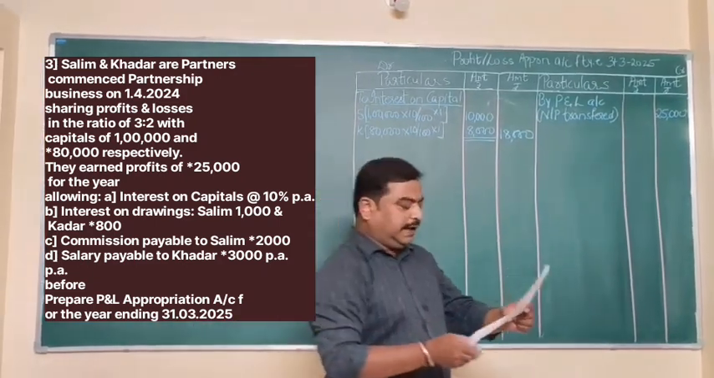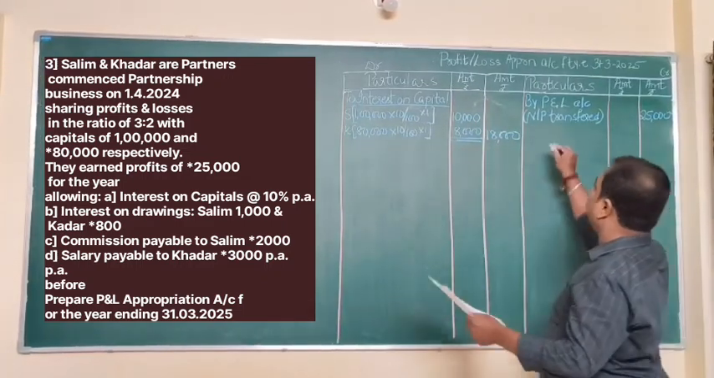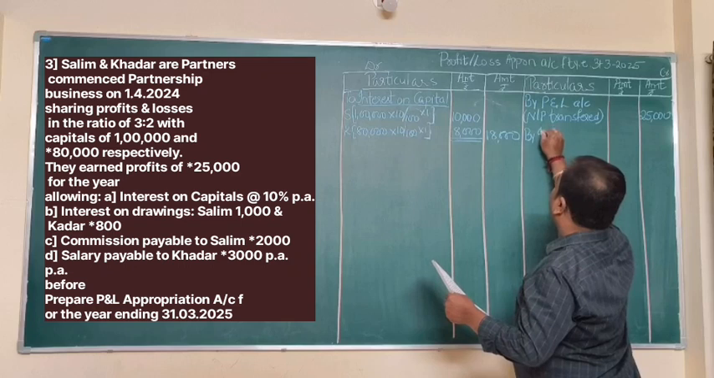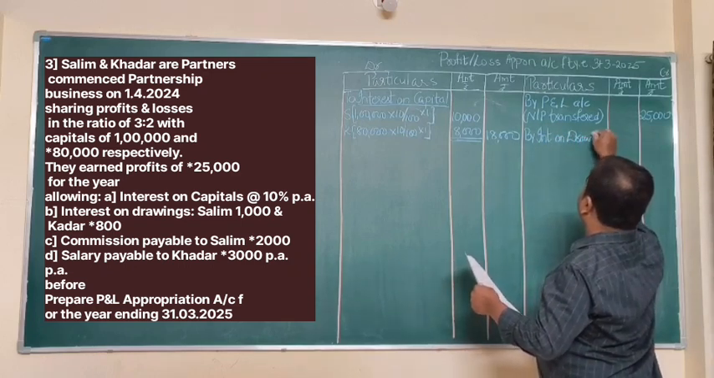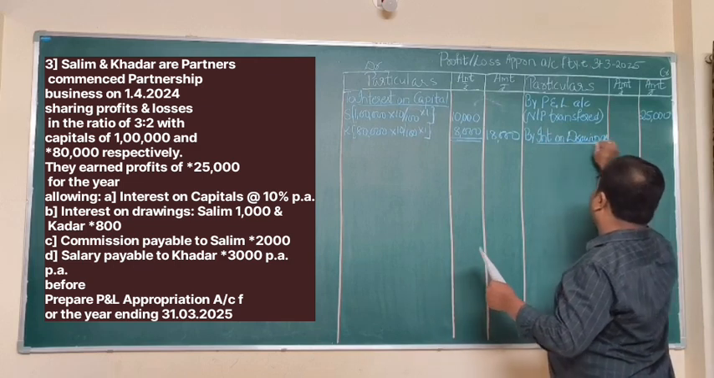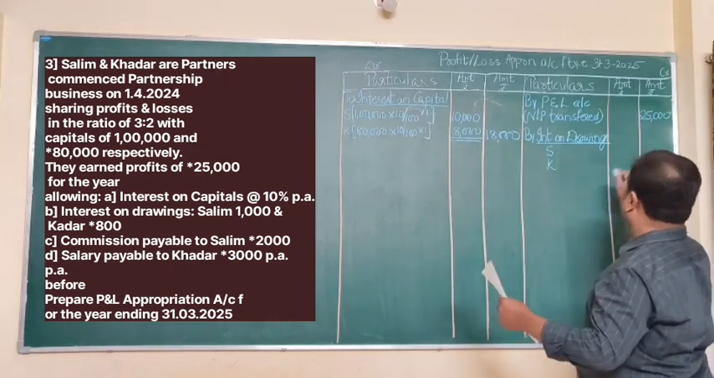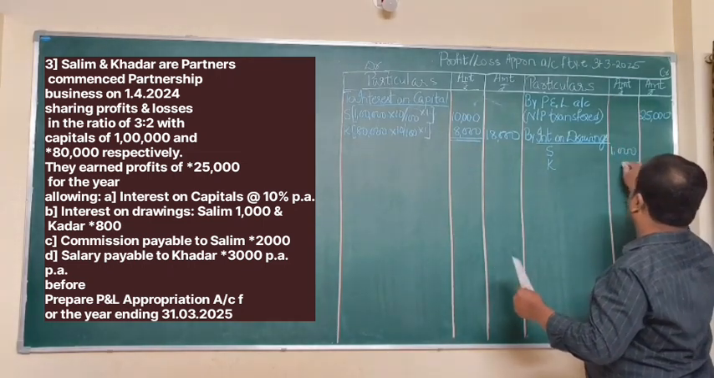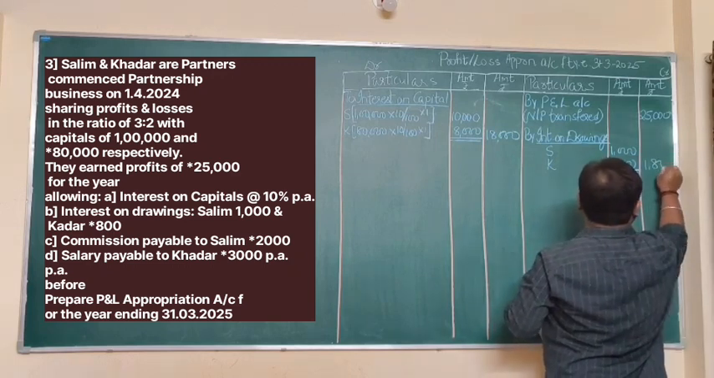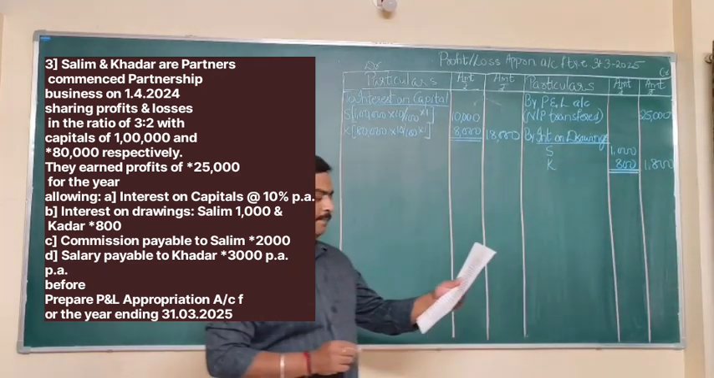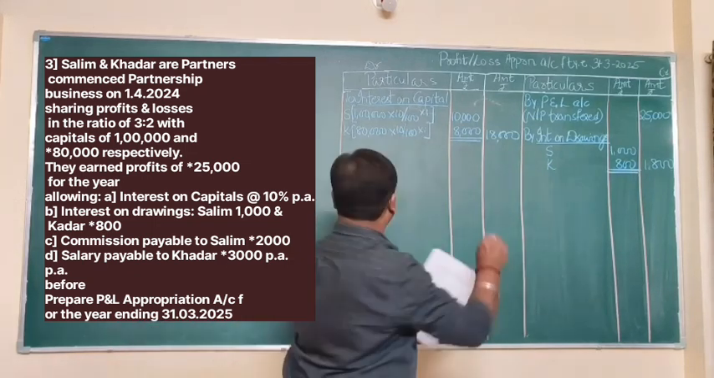Okay. Next adjustment, interest on drawings. Where do we show interest on drawings? We show it on the credit side. By interest on drawings. Underline this. Salim and Kader. Salim 1,000 rupees. Kader 800 rupees. Together in the outer column, 1,800. Okay.